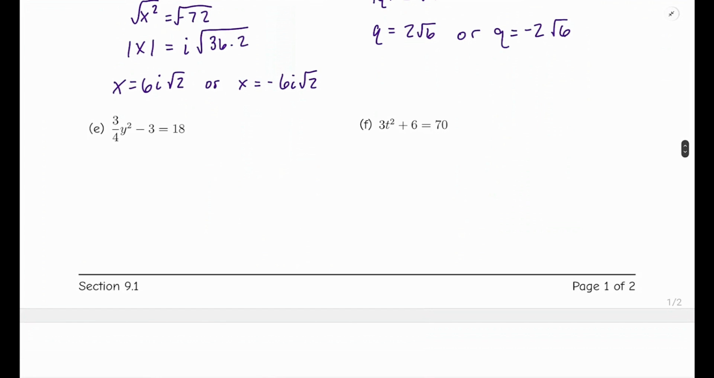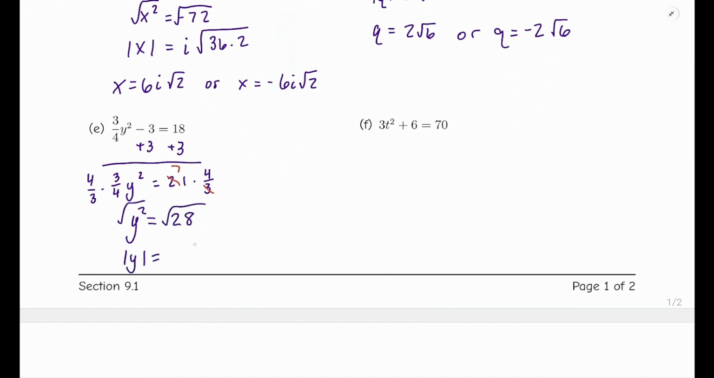Part E, 3/4 y squared minus 3 equals 18. Add 3 to both sides first. 3/4 y squared equals 21. Multiply by 4/3 to get rid of the 3/4. And remember, when multiplying fractions, always reduce first. It makes the multiplication easier. So we get y squared is equal to 28. Take the square root of both sides. We get the absolute value of y is equal to square root of 4 times 7. So we get y equals 2 square root of 7, or y equals negative 2 square root of 7.